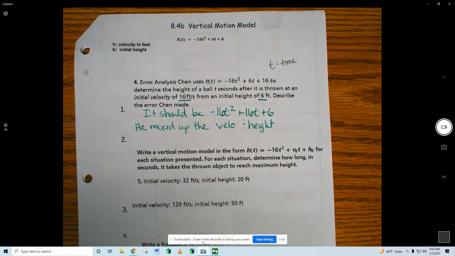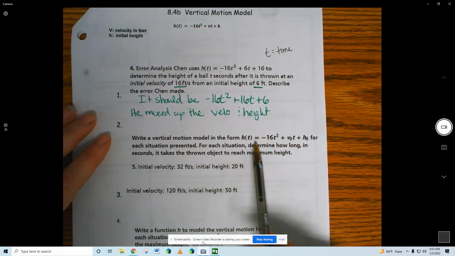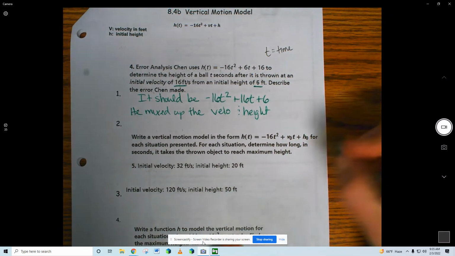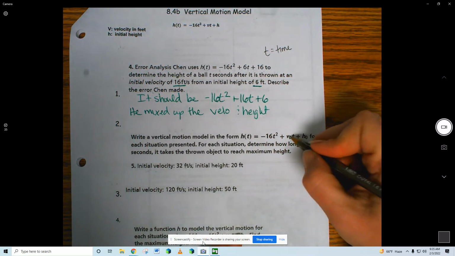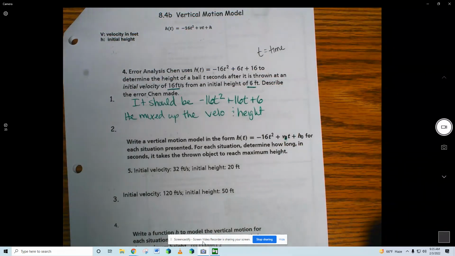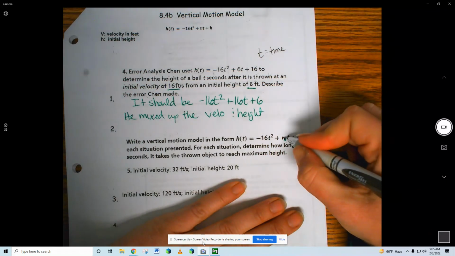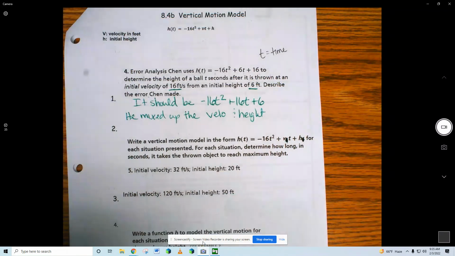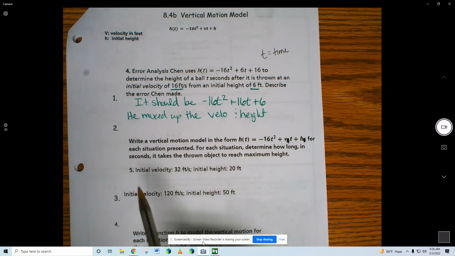All right. Number 2. Write a vertical motion model in the form of, now I got to tell you about this 0. This 0 is sometimes there to say starting at 0 seconds. So we don't need that. I don't want that little 0 to confuse you, but sometimes the book might have it. I'm not going to put it on a test or a quiz or a worksheet, but I just copied this from the book. These 2 problems right here, I know they're numbered weird.